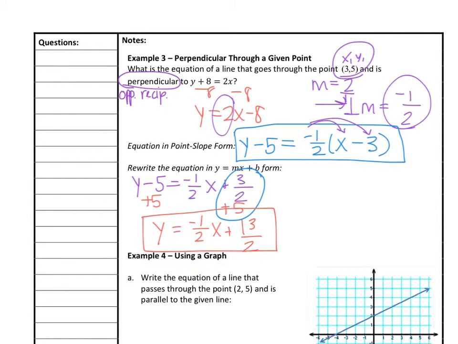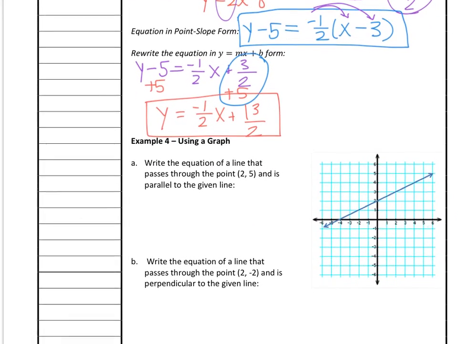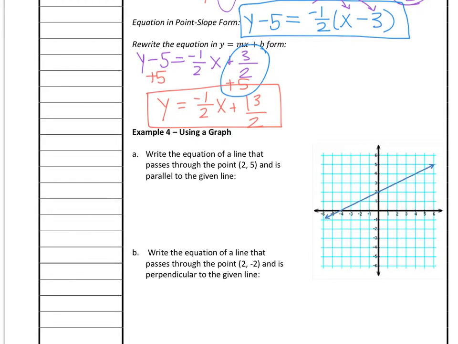All right, last example here in your notes says that we're now going to use a graph. So for part A, it says write the equation of a line that passes through the point 2, 5, so this is our x1 and our y1, and is parallel. What do we think about when we see parallel? Same slope or opposite reciprocal? Write your answer right there on your paper.